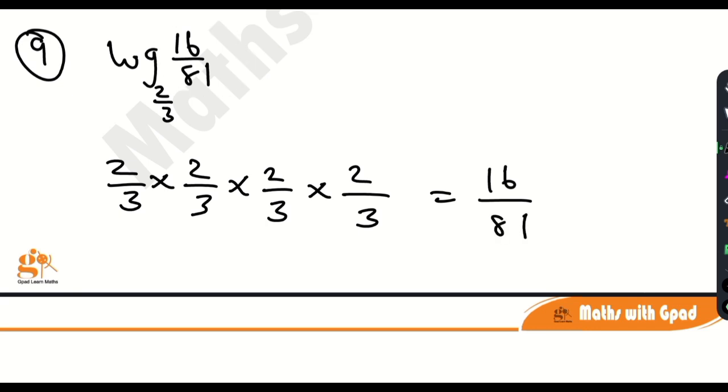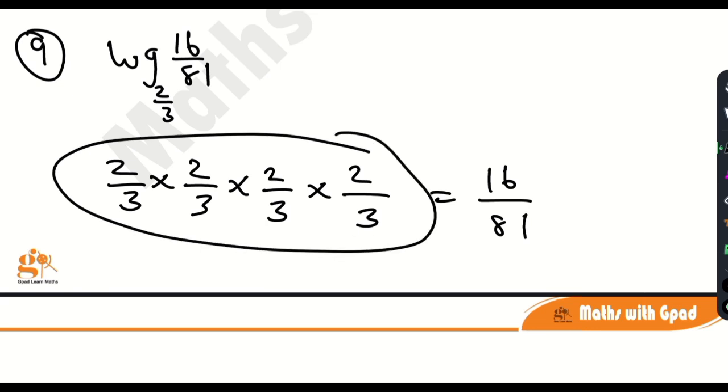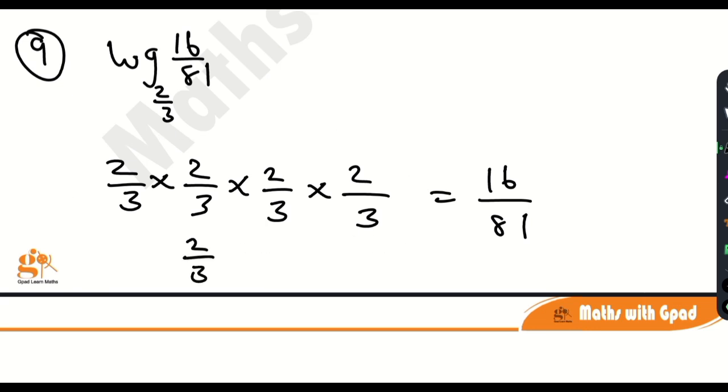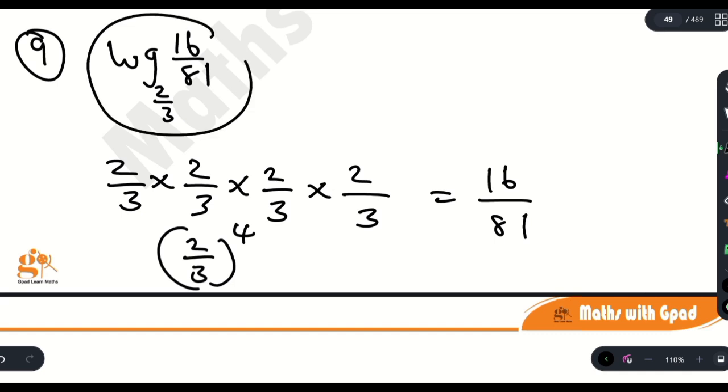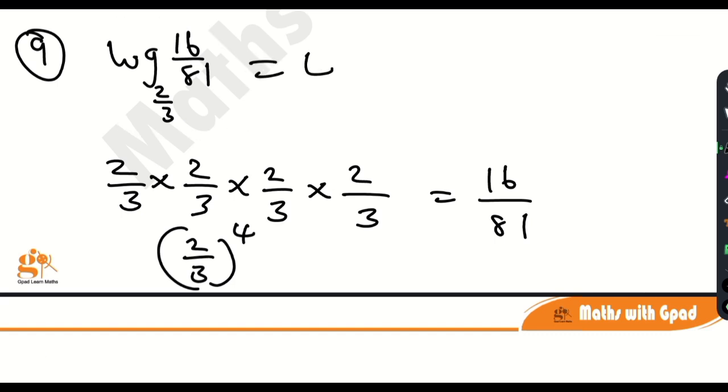Let's write this in index form right here, which will be 2 over 3 all raised to the power of 4. So the value of this will be equal to 4, because 2 over 3 will be multiplied by itself 4 times to give you 16 over 81.